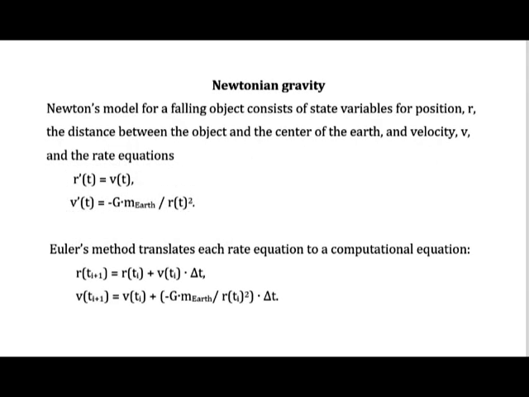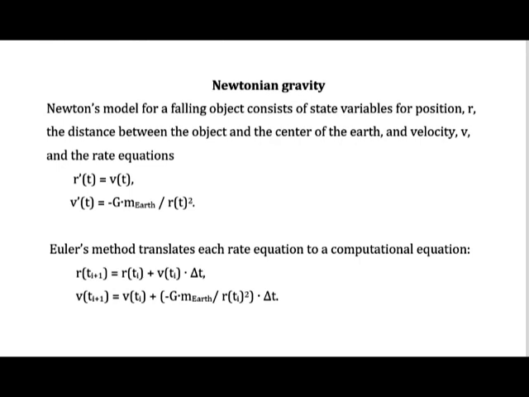So we're now ready for our first non-trivial example. Newton's model for a falling object in one dimension consists of state variables for position, r, the distance between the object and the center of the earth, and velocity, v. And the rate equations r prime of t equals v of t, and v prime of t equals minus g times the mass of the earth divided by r of t squared.